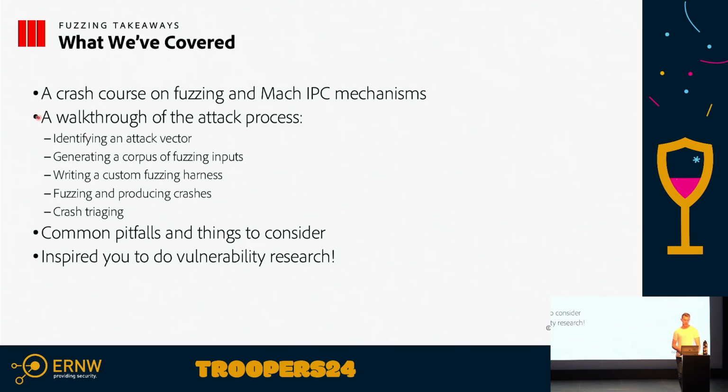Okay, so let's take a step back and look at what we've covered. I know that was a lot of material. I gave a quick crash course on what fuzzing is and Mach IPC mechanisms. We did a walkthrough of the fuzzing process, as I like to go through it: identifying attack vectors, generating a corpus of fuzzing inputs, writing a custom fuzzing harness, fuzzing and producing crashes, and triaging those crashes. I talked about a couple of common pitfalls and things to consider, and what I really hope I did is inspire you to do your own vulnerability research leveraging fuzzing.